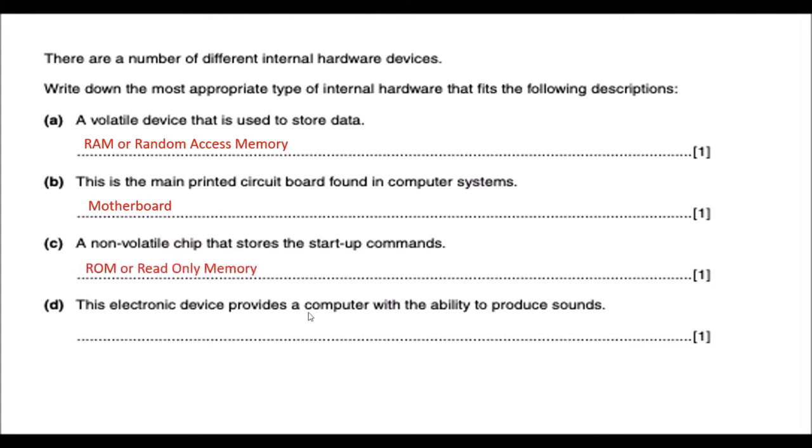Then this electronic drive provides the computer with the ability to produce sound. They are talking of internal hardware. Don't say microphone. This one is a sound card. It's not a microphone, because microphone is not an internal hardware. Microphone is an external hardware. So they are talking of internal hardware, and anything that has to do with sound, that is sound card. Anything that has to do with image, that is video card. All right, then you have to mind your spelling if you really want to get a very nice mark here.